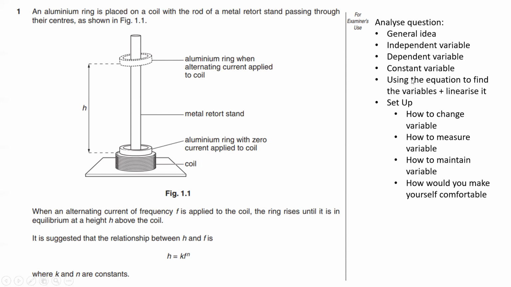And also you have to use the equation to find the variables. Like in this case, you have to find the relationship between H and F. So either H or F is the independent variable, for example, and then N and K will be other constants that we can worry about later.